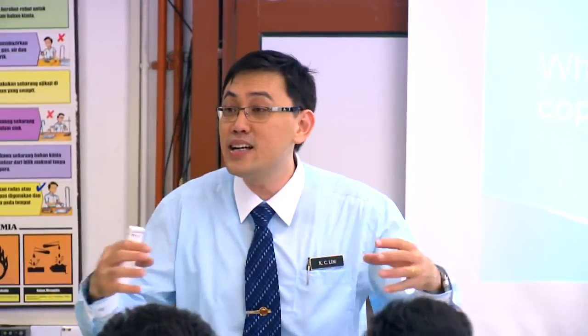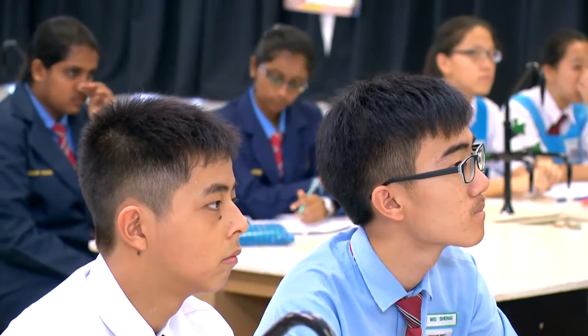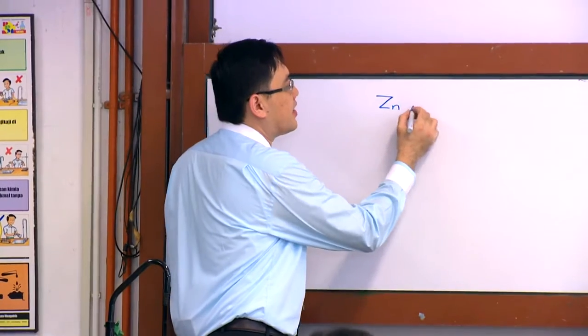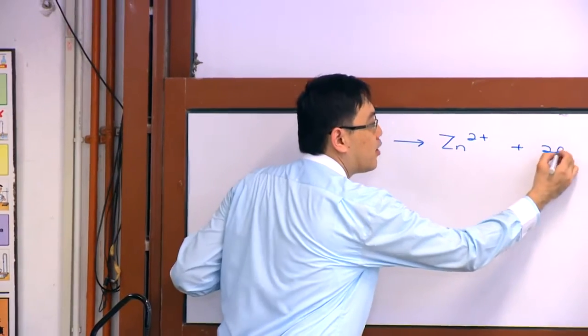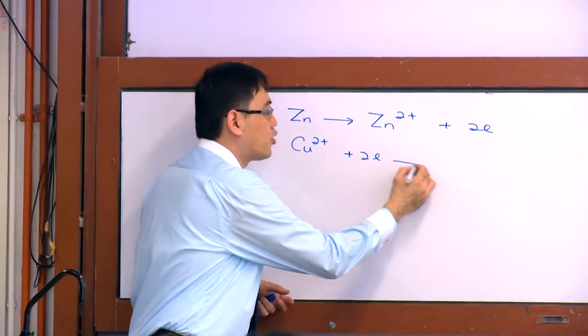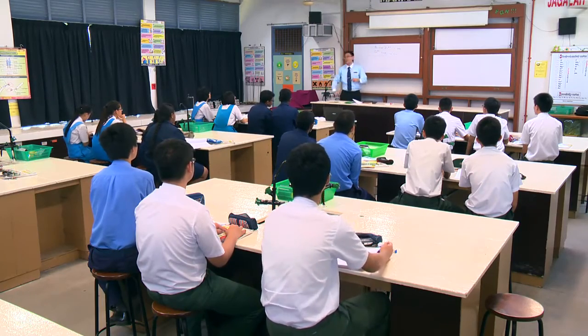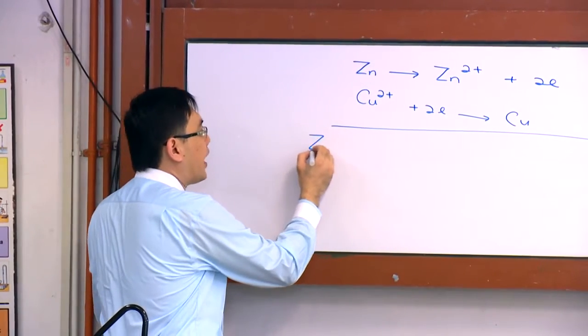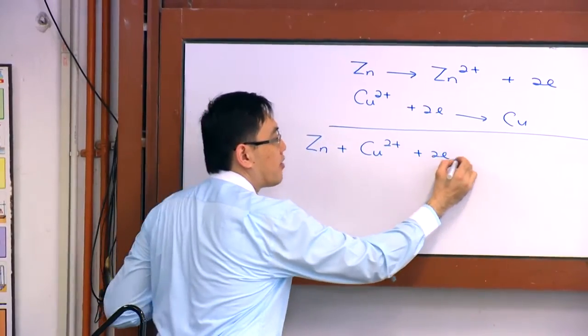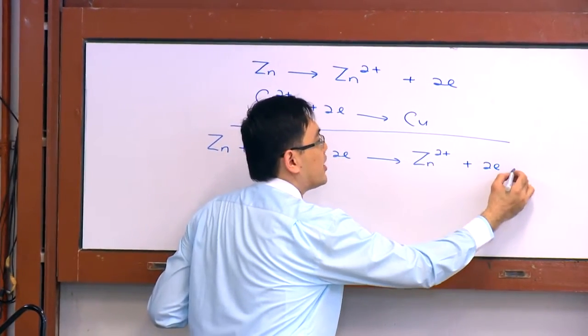So now we want to combine the half equations to form the ionic equation. How are we going to form the ionic equation? Just now in the negative terminal, we have the zinc atom, which turned into the zinc ion by losing two electrons, correct? On the positive terminal, we have the copper 2 ion, and this copper 2 ion will gain the electron to become copper. So when we want to combine these two half equations to become the ionic equation, first of all, you have to check the electrons. Do they have the same number of electrons? Yes, right. So whatever is on the left-hand side of the equation, we copy back. So I have the zinc, I have the copper 2 ion, and 2 electrons. On the right-hand side, what do I have? Zn2+ plus Cu.